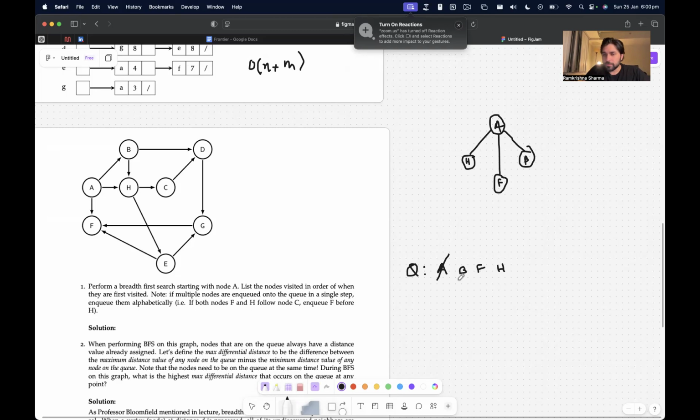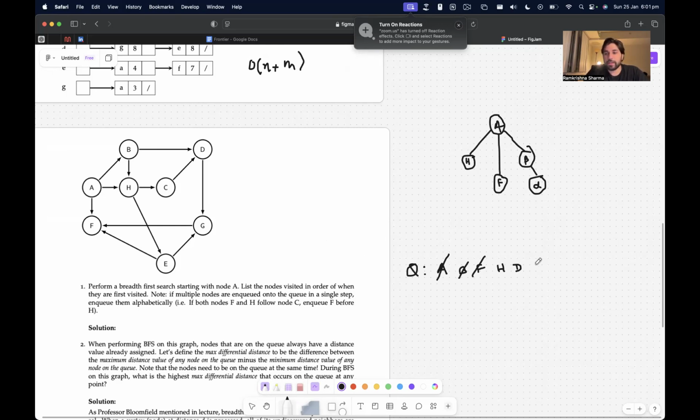Now we're looking at B, right? So with B, we do the same thing. We're looking at B, and it's connected to H and it's connected to D. H is already considered, so the only thing we really have to worry about is D. And so D is now on the queue. And that is where we are with that. Since B has no other neighbors, we can remove B from consideration and move on to F. F has no connections, so it lived and died relatively quickly.